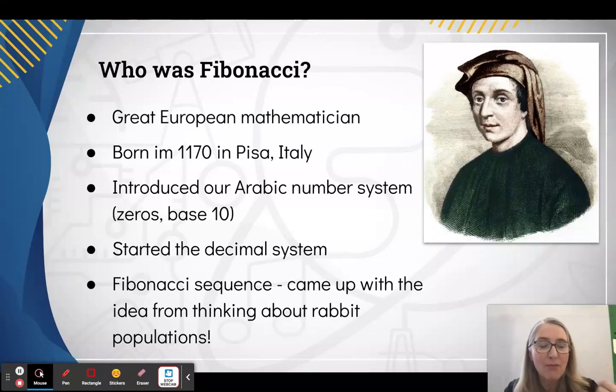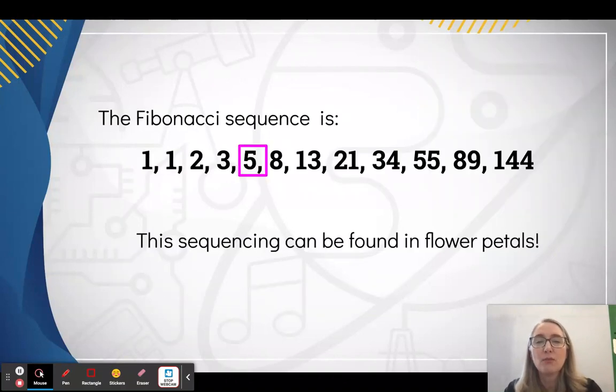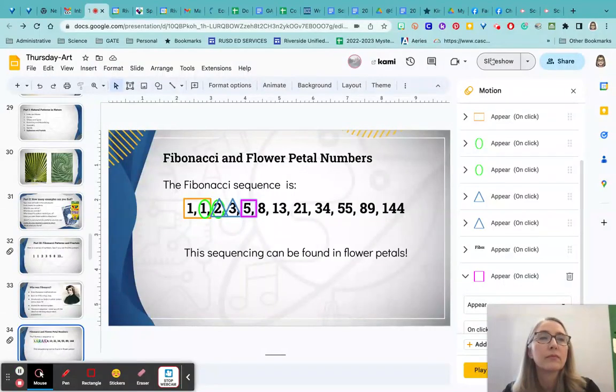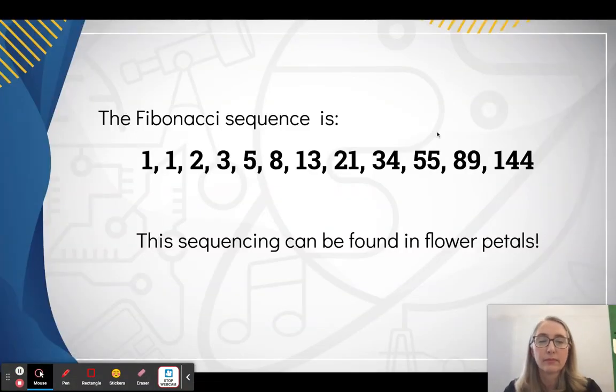He was thinking about rabbit populations, and he came up with this pattern that he kept seeing over and over again. And if we look at this pattern, it's a very unusual pattern. It starts off with this 1 and 1. Fibonacci discovered this amazing number pattern.